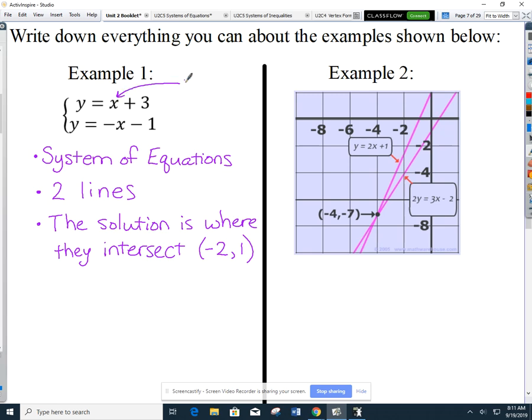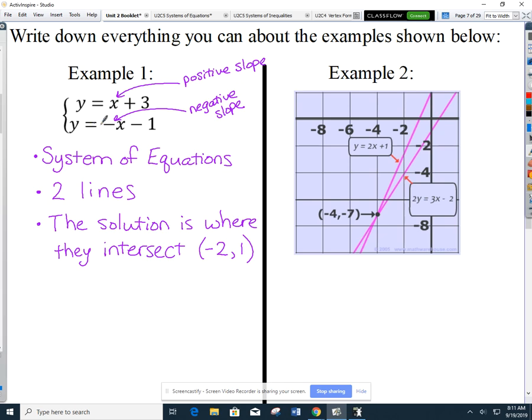Some of you may have noticed this is a positive slope. And this is a negative slope. You may have talked about the y-intercepts. You may have said, oh, they both say y equals. Maybe I can solve this algebraically using a method called substitution.